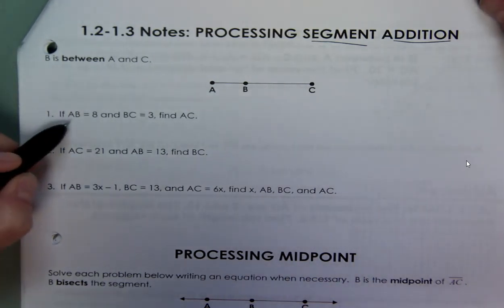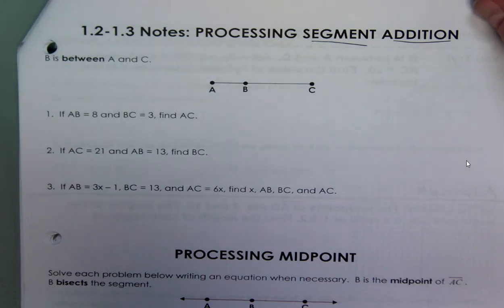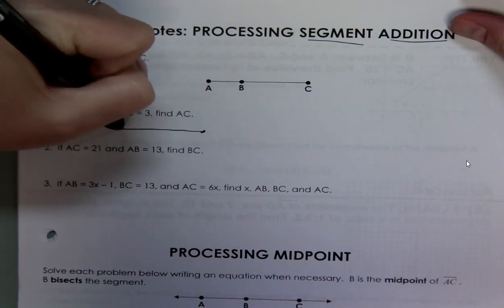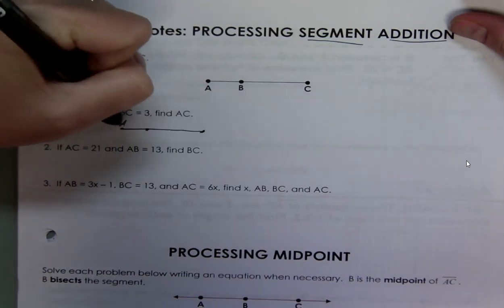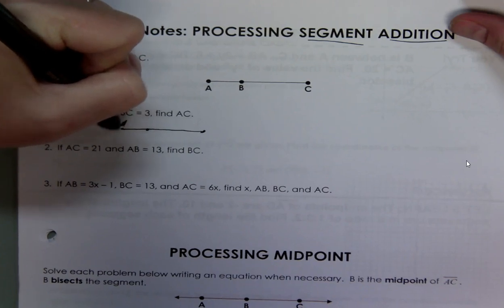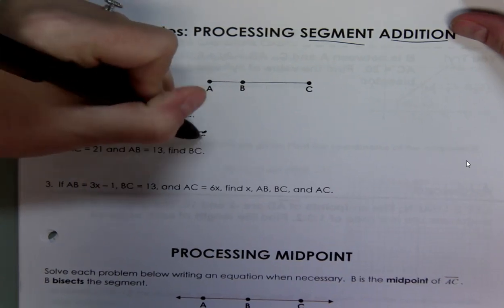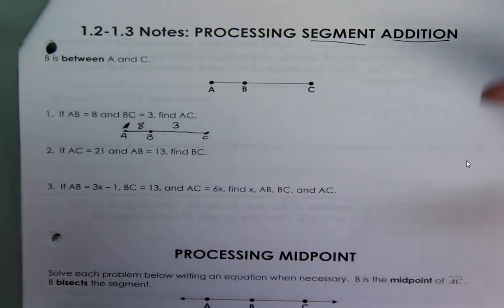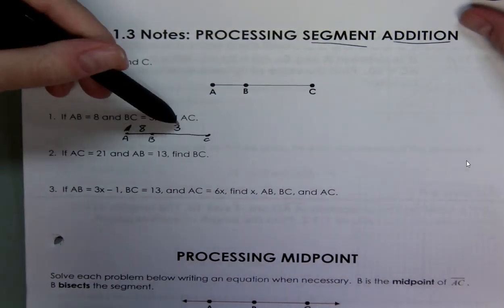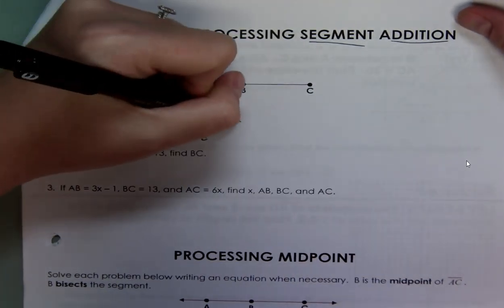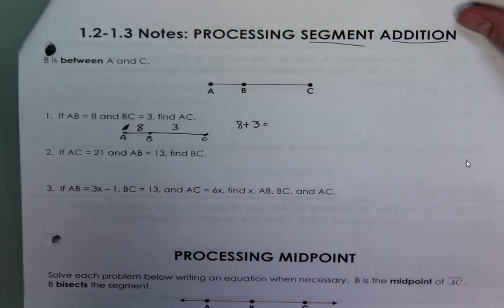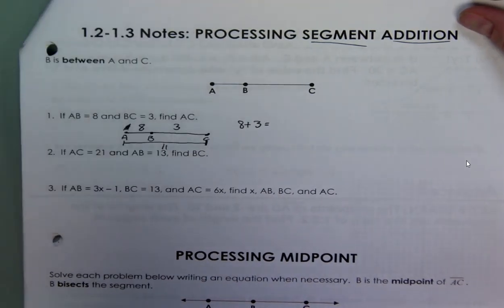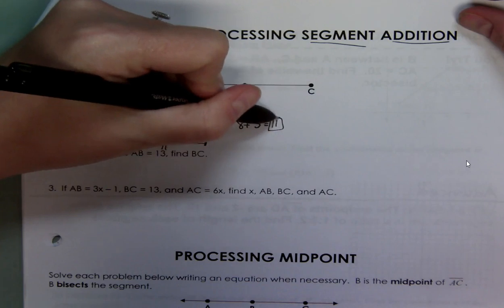So this first part is super easy. It's just saying if A, B is, write it down here. If AB is 8 and BC is 3, obviously this is not drawn to scale, but that's okay. So if AB is 8 and BC is 3, then you would just add 8 and 3 together to find the length of the entire segment, which would be 11, 8 plus 3.